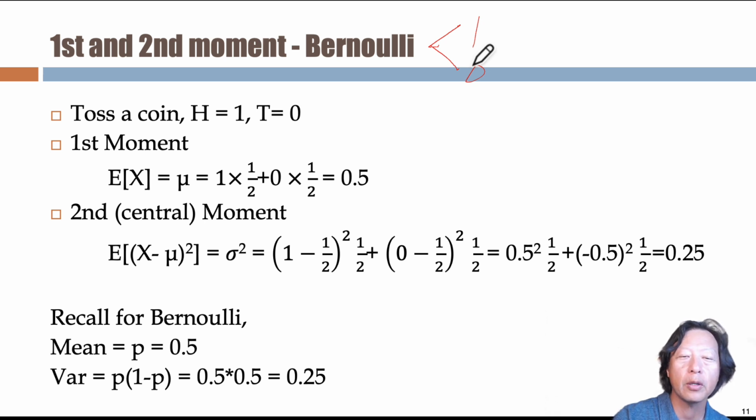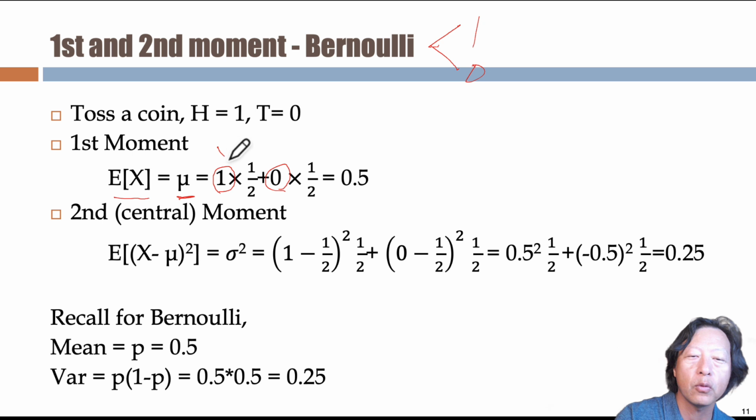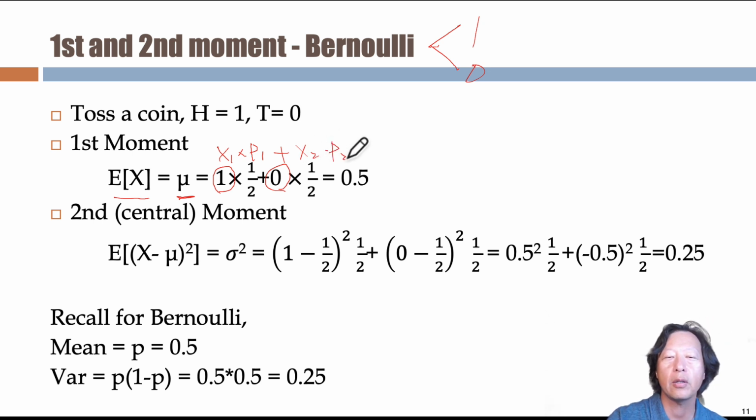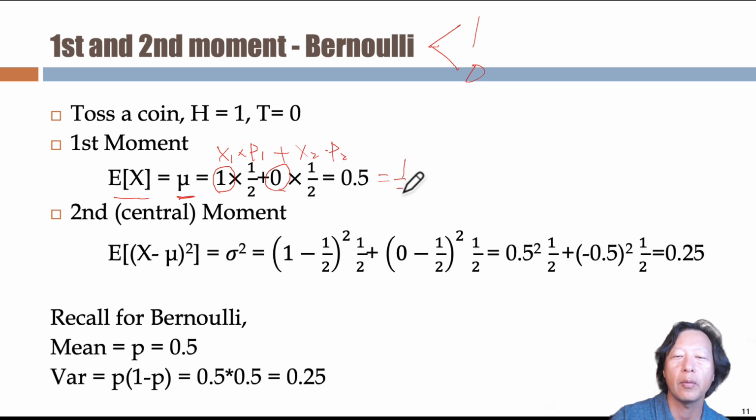The first moment is E of x, so we can calculate mu, which is the mean. We can get 1 or 0, and x1 times the probability of 1, plus x2 times the probability of 2. That's the calculation of expectation. So 1 times 1 over 2 plus 0 times 1 over 2 is just 1 over 2, which is 0.5.